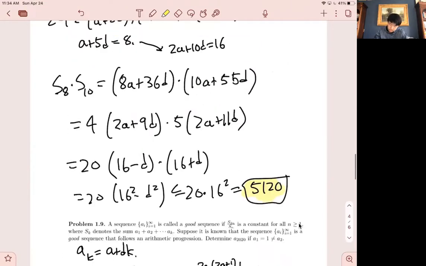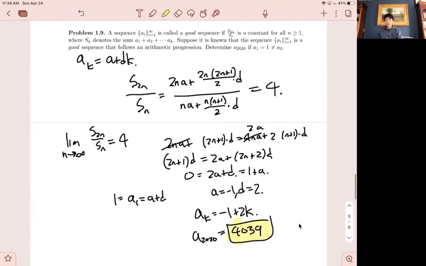And last but not least, problem 9. So we let a sub k equal a plus dk as before. A sequence a sub i is called a good sequence if s sub 2n over s sub n is a constant for all n greater than or equal to 1, where s sub k denotes the sum a1 plus a2 all the way up to ak. Suppose it is known that the sequence a sub i is a good sequence that follows an arithmetic progression. Determine a sub 2020 if a sub 1 equals 1.